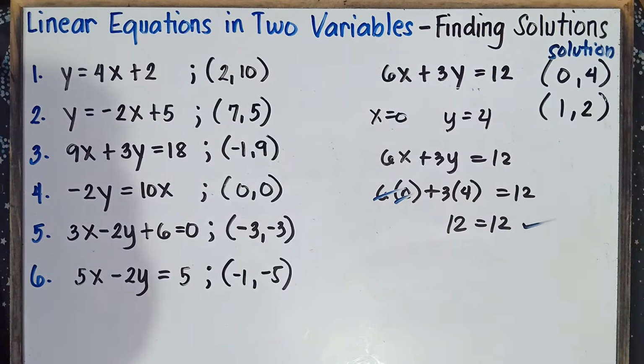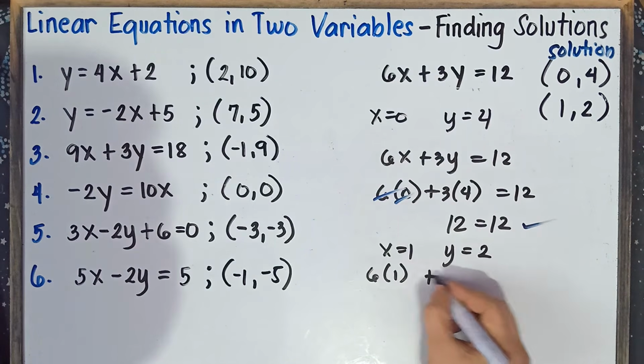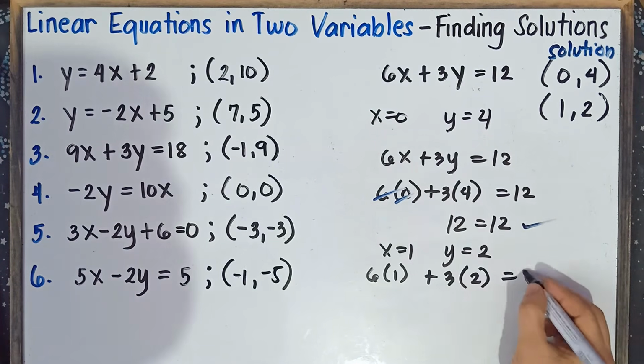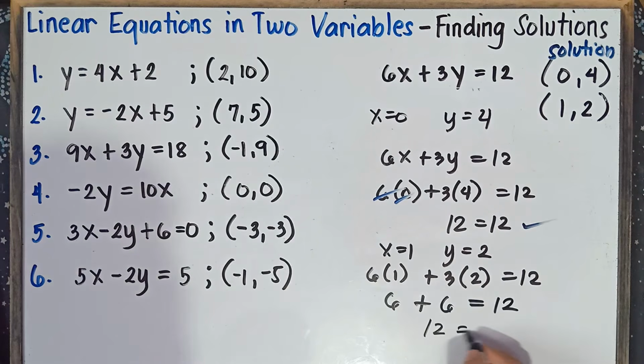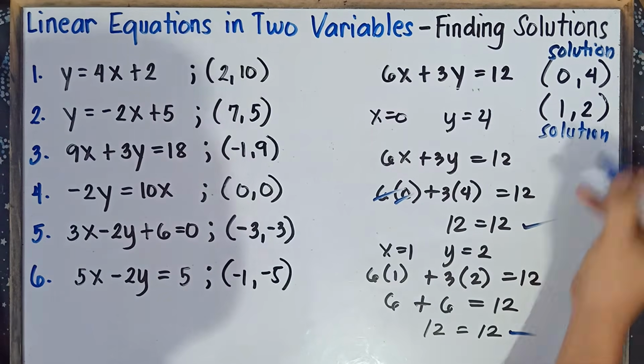This one, 1 and 2, let's substitute the value of x and then the value of y. So x is positive 1 and then y is positive 2. Simply substitute the value of x. So 6 times 1 plus 3 times y value, that would be positive 2. So 3 times 2 equals 12. 6 times 1, that would be 6, plus 3 times 2, that would be 6 equals 12. 6 plus 6, that would be 12 equals 12. Yup. Therefore, 1 and 2 is a solution. Simple as that, class.